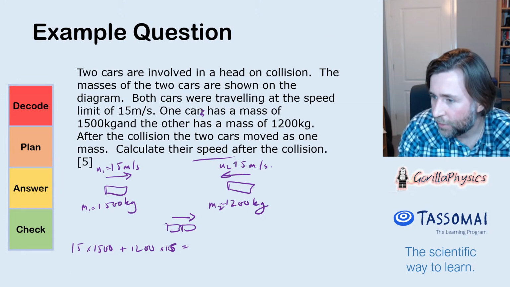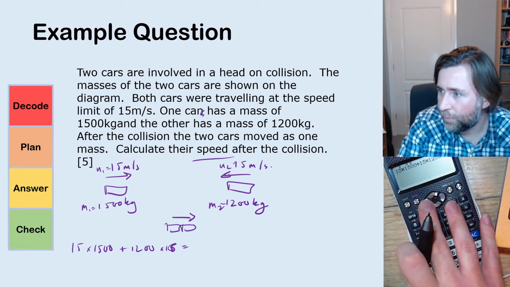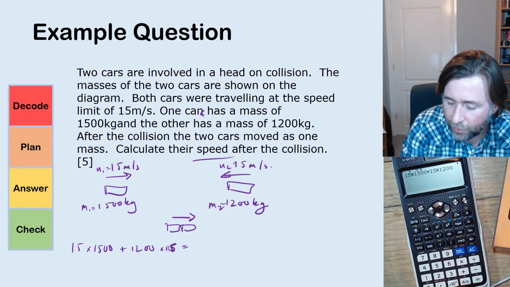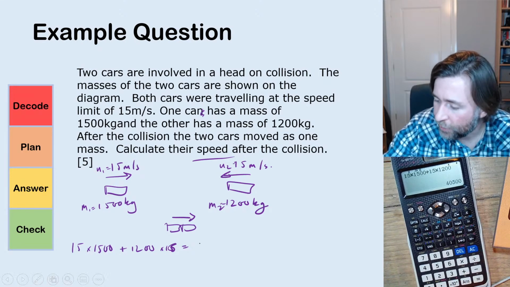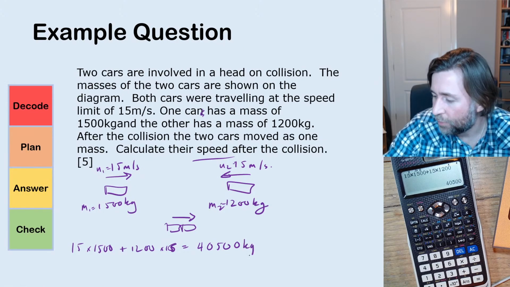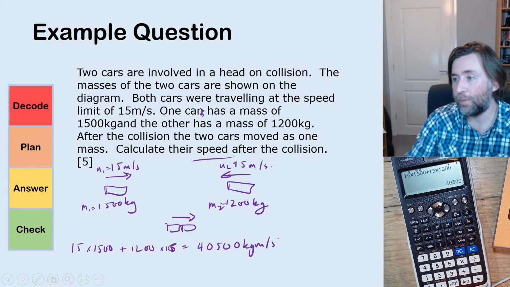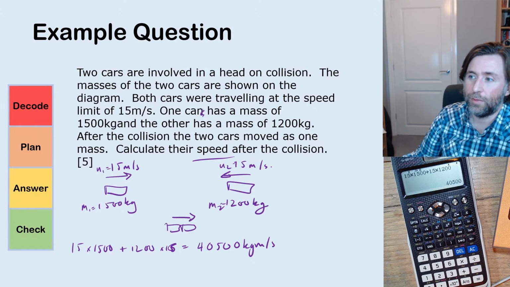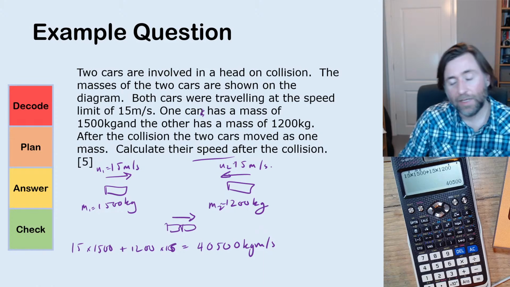Just pop that in the calculator there, and check I've got the numbers right, and the right number of zeros and everything. So the initial momentum is 40500 kilogram meters per second. Now probably I've already got like 2 or 3 marks out of the possible 5 there. This is a really tricky one.